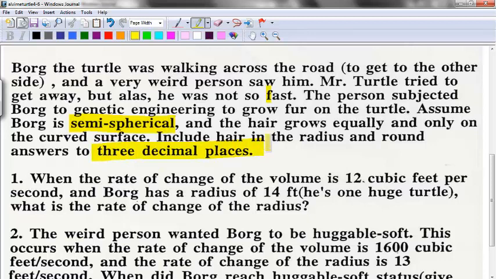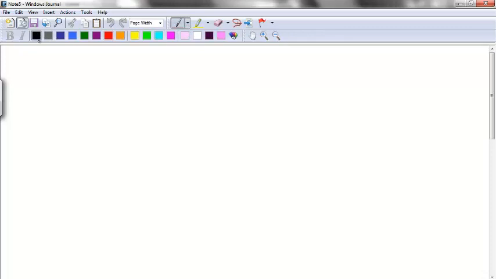Okay, on the first part, when the rate of change of the volume is 12 cubic feet per second, and Borg has a radius of 14 feet, it's one huge turtle, what's the rate of change of the radius? Okay, now, they're giving us a rate of change of the volume, and they're asking for a rate of change of the radius. Okay, now, let's go through this together. Okay, so you need to put this on another sheet of paper.